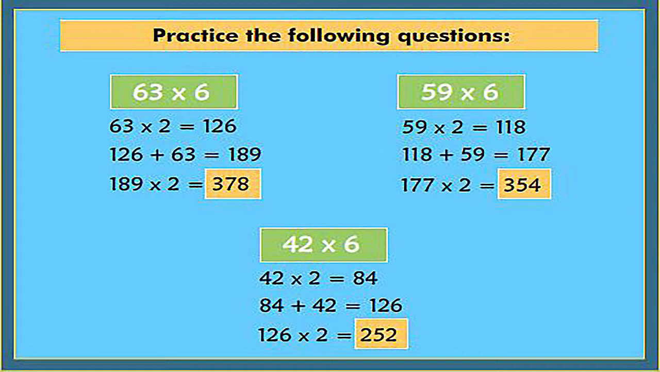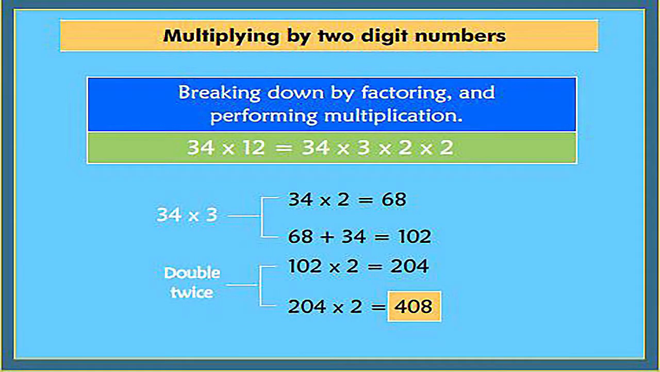So we'll come back to 7 after you've covered that concept. We've moved on to larger number multiplication. Using the factoring concept, many two-digit numbers can be broken down into simpler single-digit multiplication. For example, 34 times 12 is the same as 34 times 3 times 2 times 2. In this case, we simply perform multiplication by 3 and double the result twice.